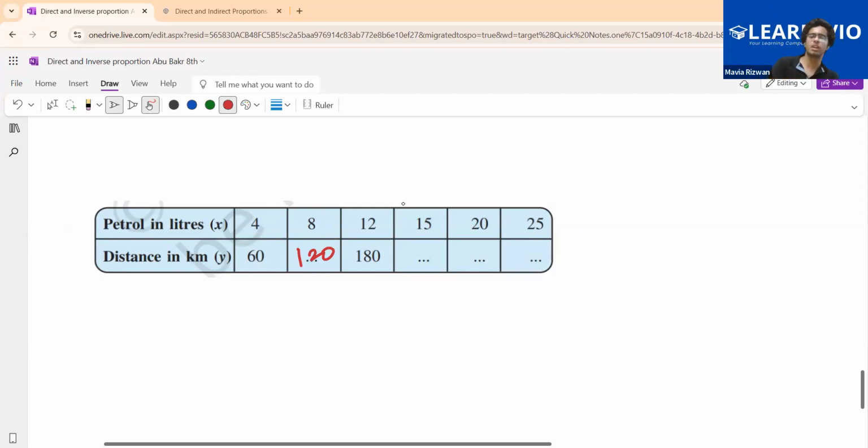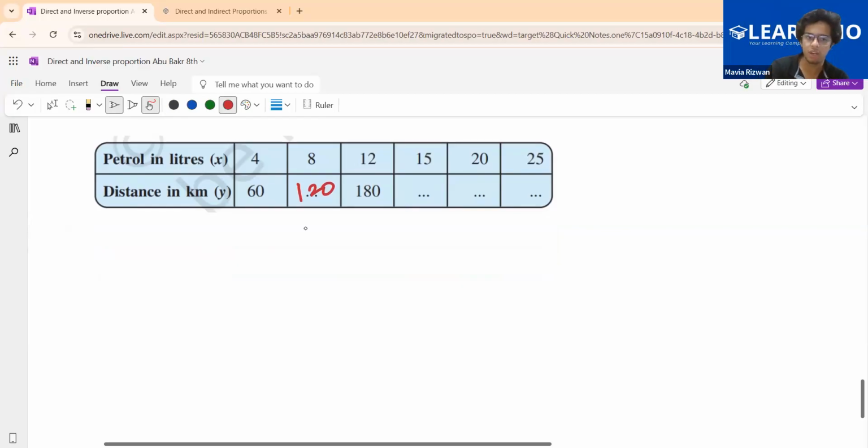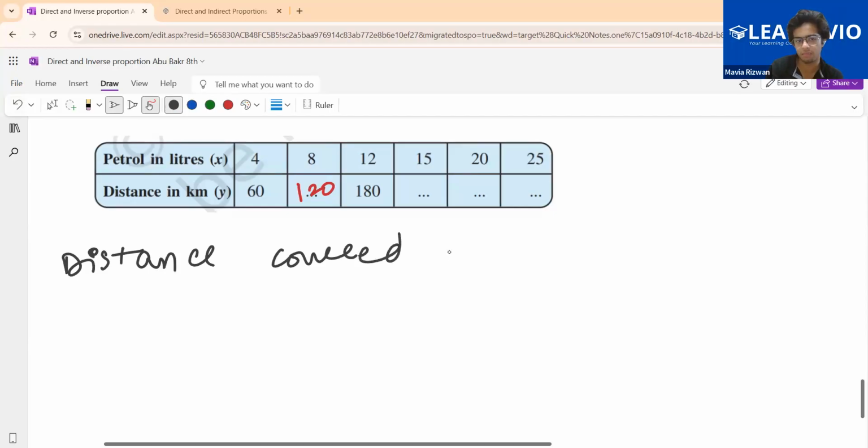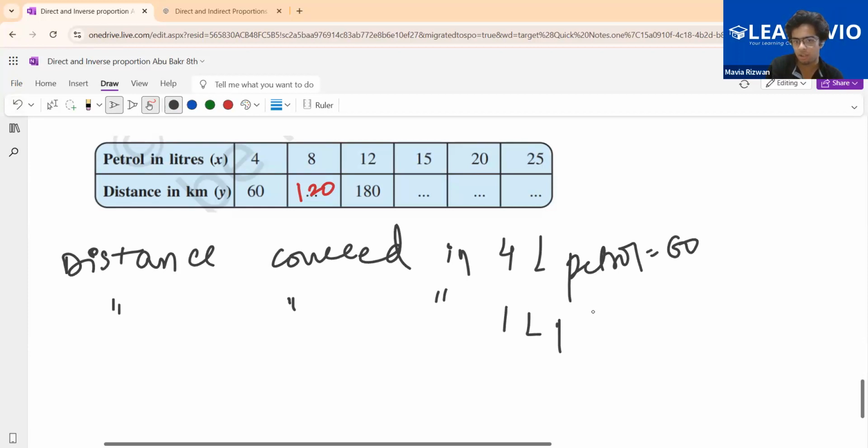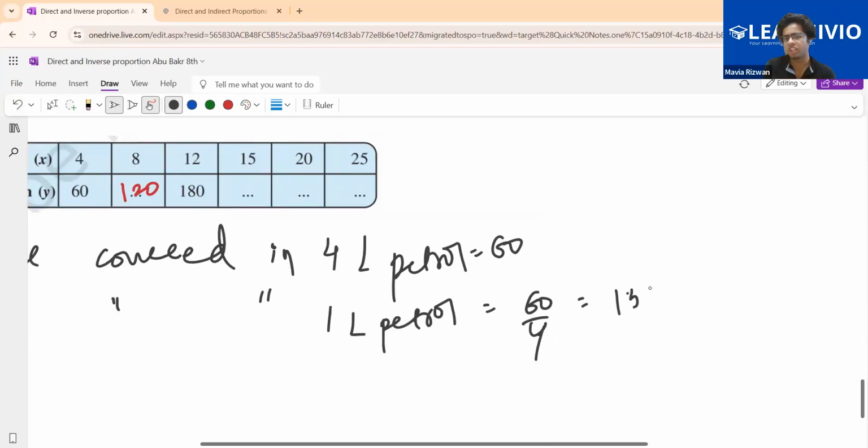So Abubakar, in this case, now we come to the main formula. Or what we can do is, you can find the distance covered. Okay. For a table, this way is preferred. Distance covered in 4 liters of petrol is 60. So distance covered in 1 liter of petrol. Okay, अगर 4 liter में 60 है, so 1 liter में would be 60 by 4. So in 1 liter it would travel 15 kilometers. Is this clear, Abubakar?